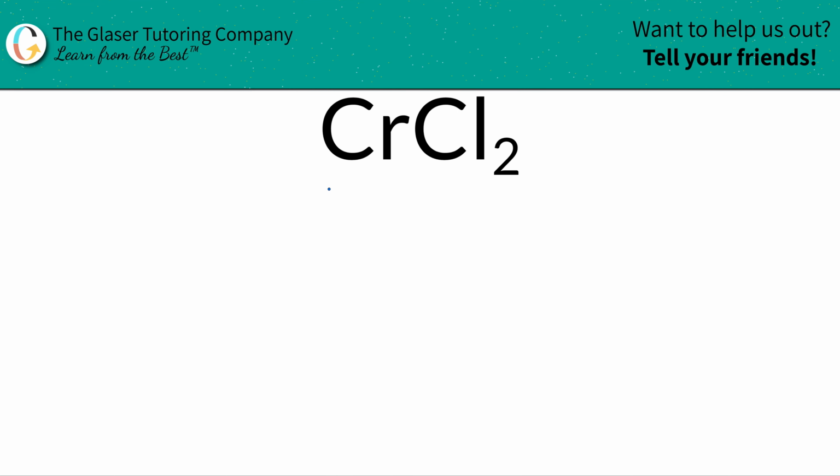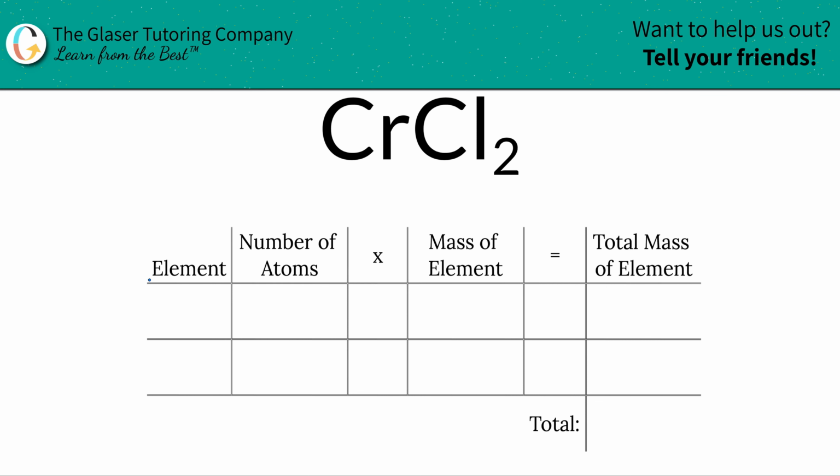How do we find the percent composition of chromium and chlorine in chromium 2 chloride? First thing is, find the mass, then we can find those percentages. So take a look at how I'm going to organize that. Bam! So the first thing I'm going to do is write down the elements I see in the compound. So I see chromium, Cr, and I see chlorine, Cl.